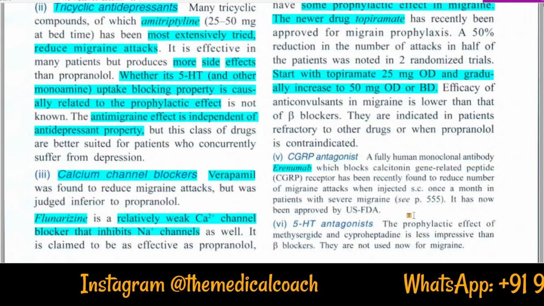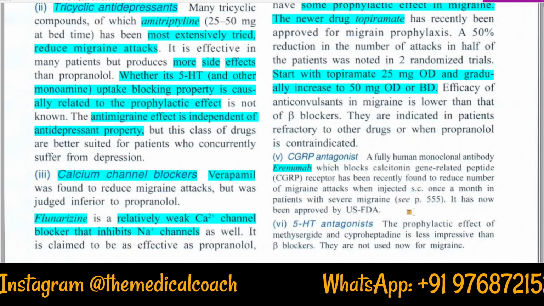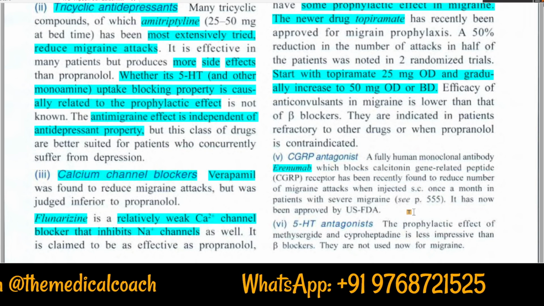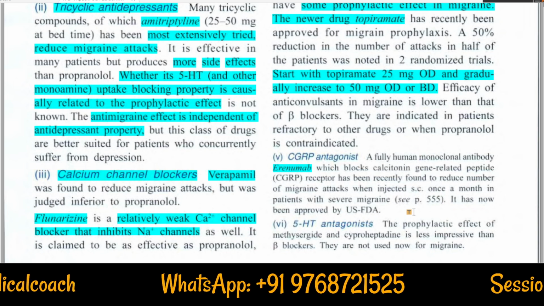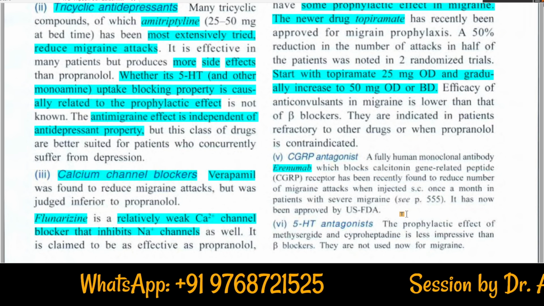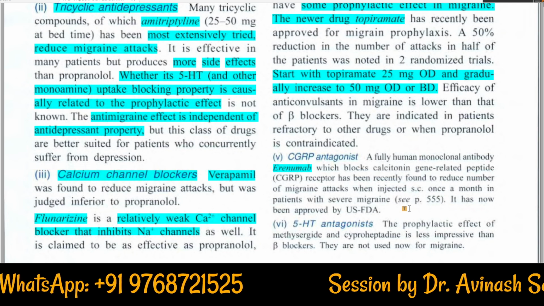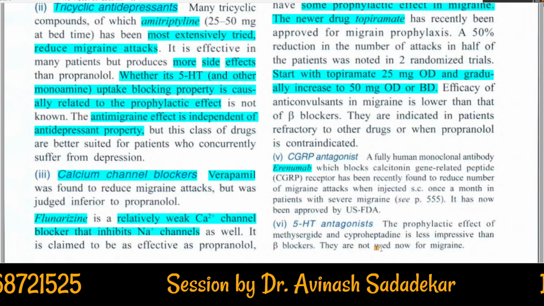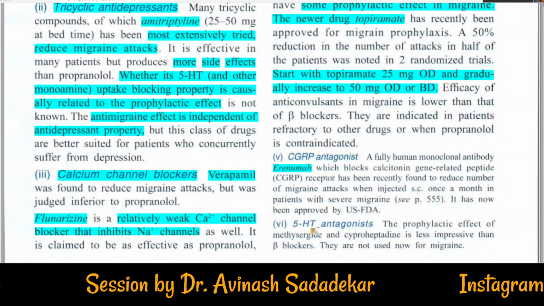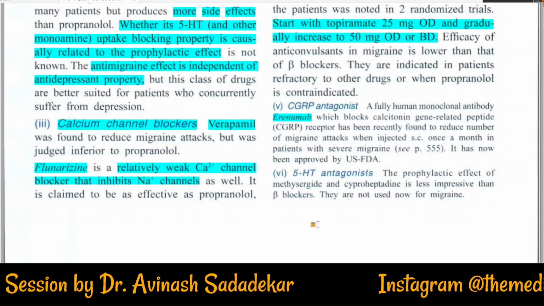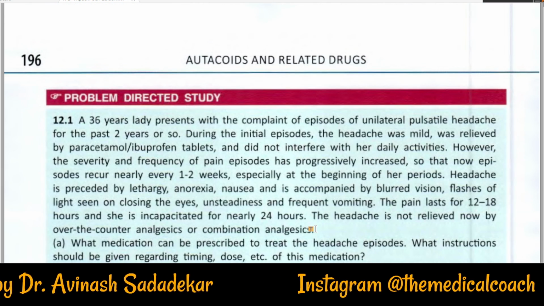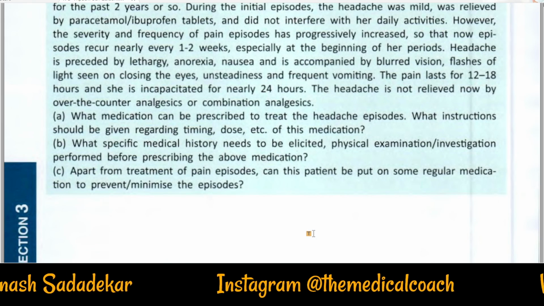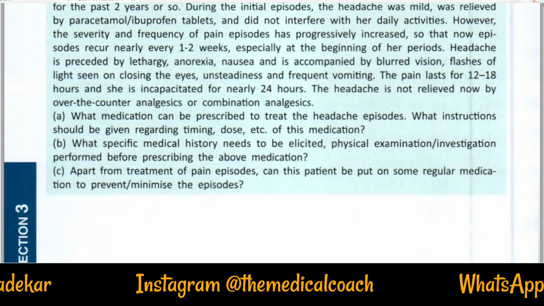This is a highly costly drug, a once a month medication, like you inject it and forget it. Erenumab, that's the name of the drug. And then there are 5-HT antagonists, methysergide, cyproheptadine. They are not as effective as beta blockers, so we are not going to use them for migraine. So this is it, drug therapy for migraine.